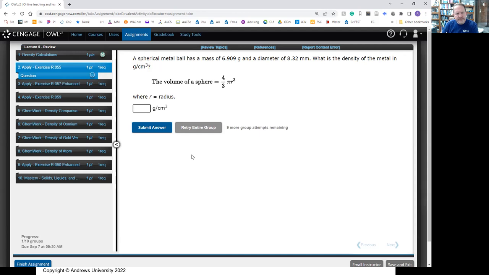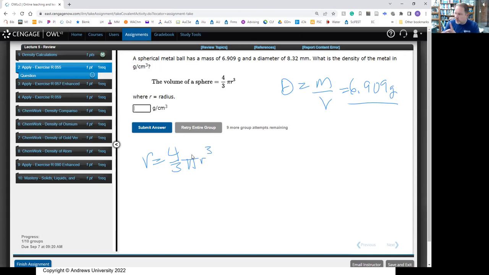A couple of things here. Remember, density is mass divided by volume. Well, they give us the mass already, 6.909 grams. The volume is going to be a little harder. The volume, they said, is 4/3 pi r cubed. Well, they didn't give us the radius, but they did give us the diameter.